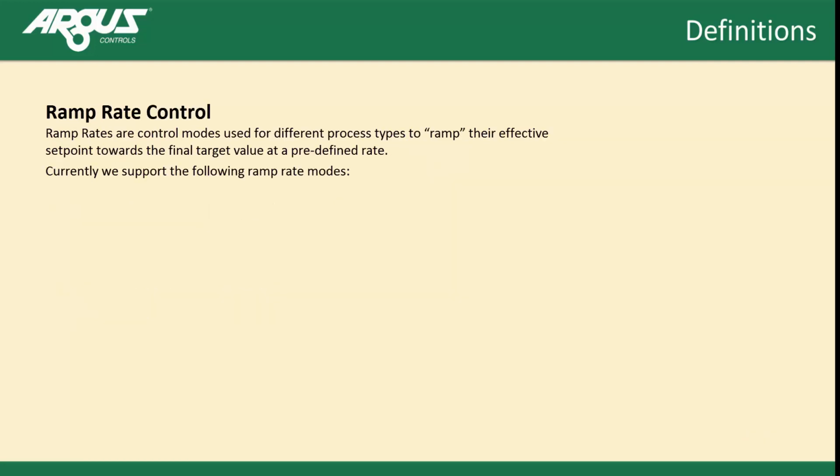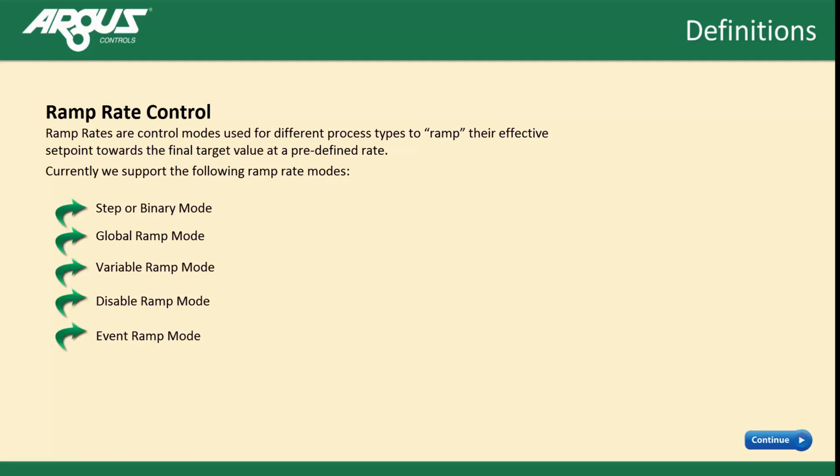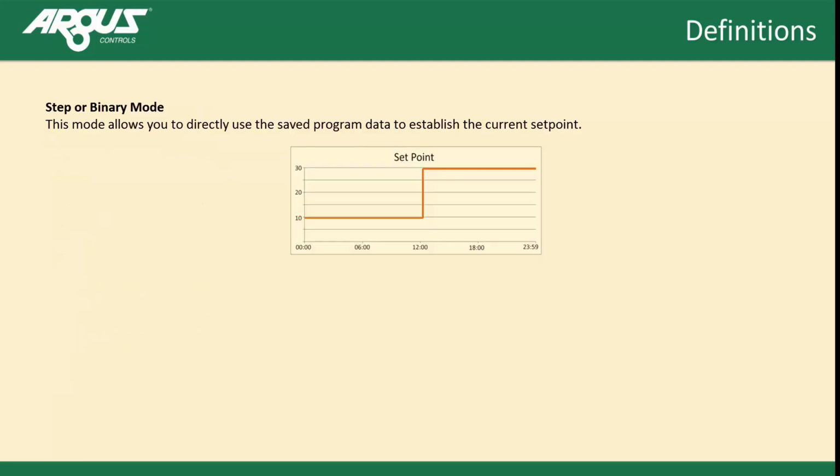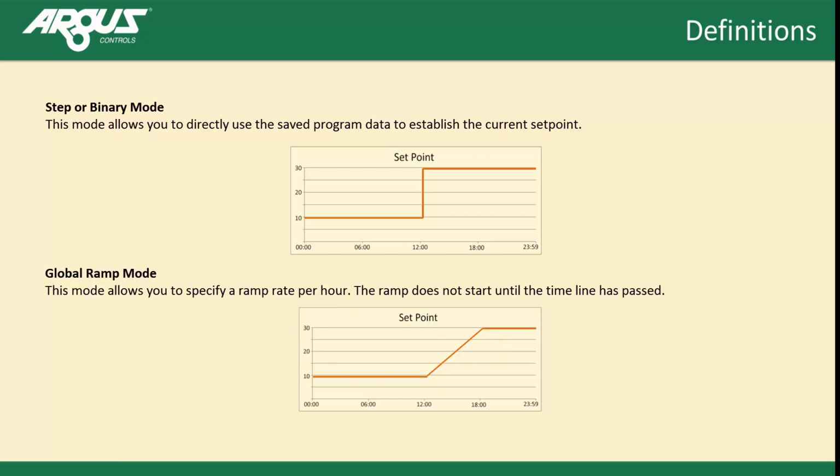Ramp rates are control modes used for different process types to ramp their effective set points towards the final target value at a predefined rate. Currently, we support the following ramp rate modes: step or binary mode, global ramp mode, variable ramp mode, disable ramp mode, and event ramp mode. Step mode or binary mode allows you to directly use the saved program data in establishing the current set point. Global ramp mode allows you to specify a ramp rate per hour.